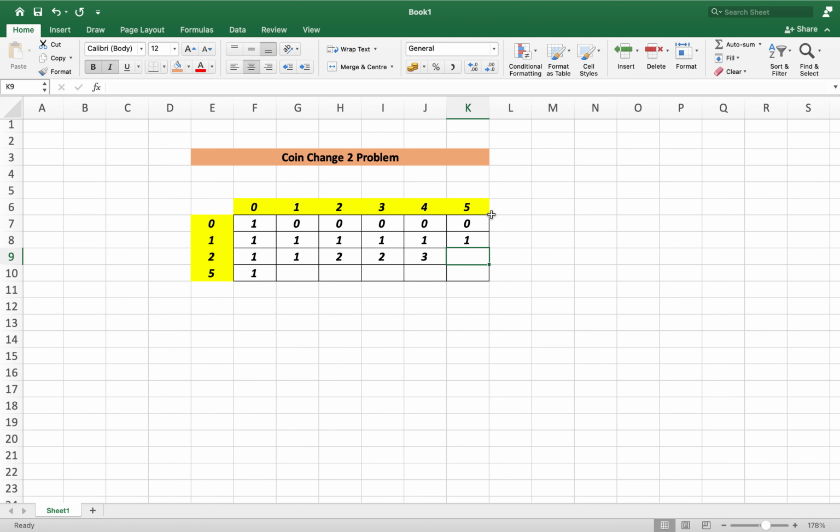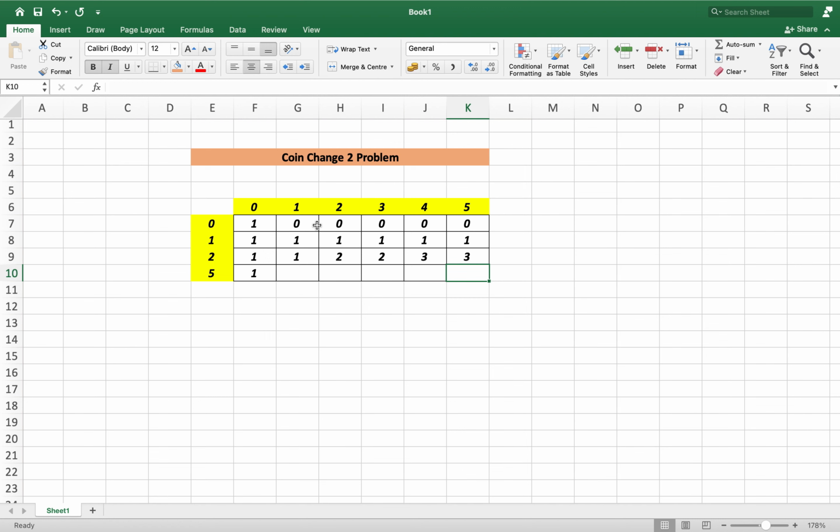Alright, now the algorithm moves here. The amount is 5, so it will be 1 first, which will be populated, and then 2 subtracted from 5 is going to take us to this cell only. That means there are 2 ways in which 3 can be formed using coins of denominations 1 and 2. 2 when added to this 1 is going to give us 3 only.